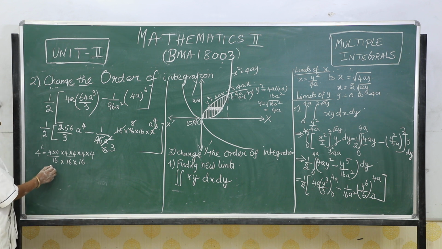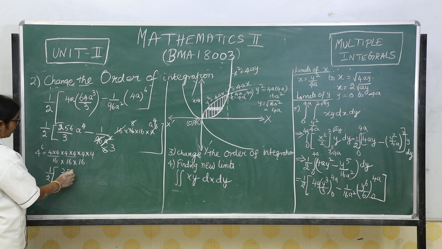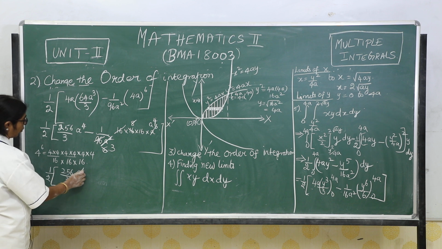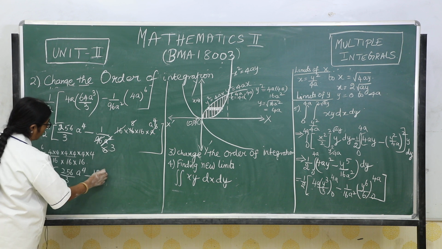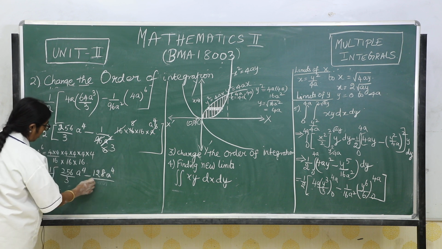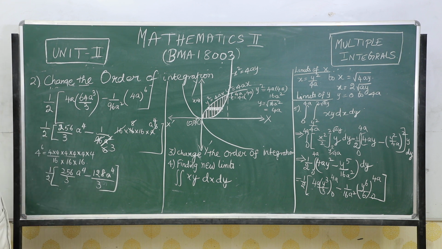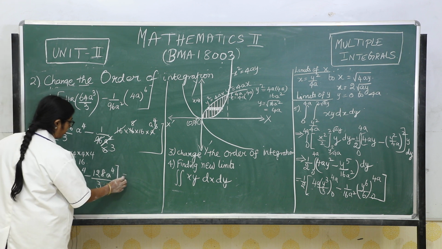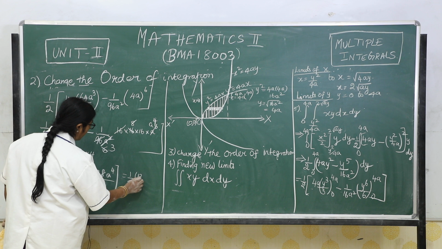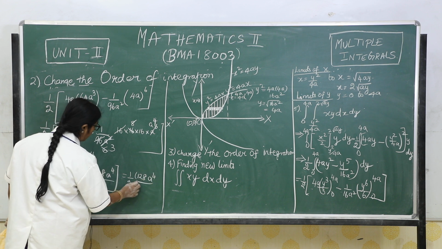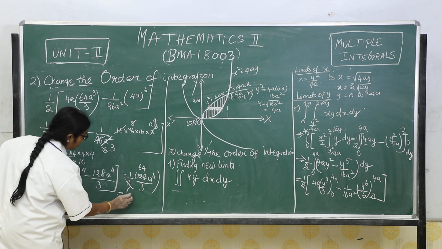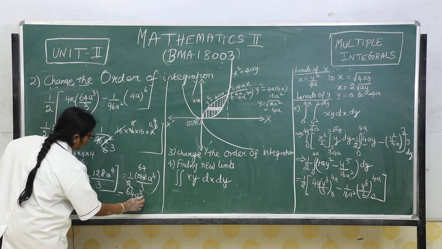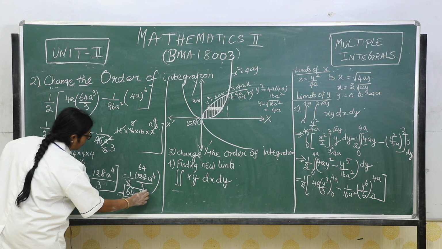So, altogether you get 1 by 2 into 256 divided by 3 into a power 4, minus 8 into 16. You get 128 into a power 4 divided by 3. 256 minus 128, you get half of 128 into a power 4 divided by 3. So, cancelling you get 64. The answer is 64 a power 4 divided by 3, and this is the final answer.